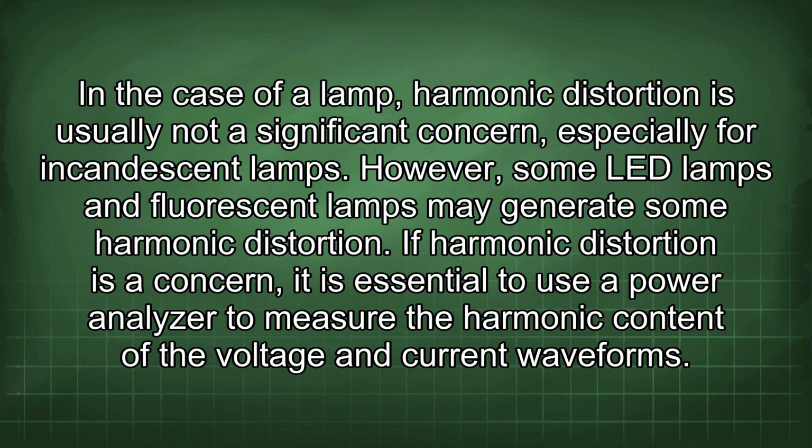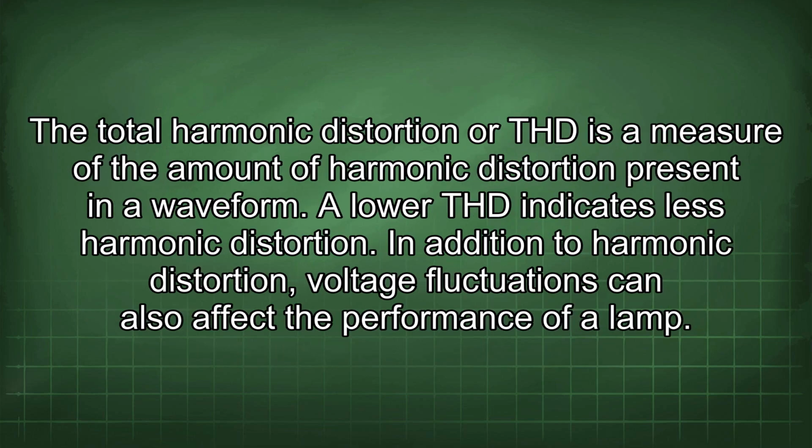In the case of a lamp, harmonic distortion is usually not a significant concern, especially for incandescent lamps. However, some LED lamps and fluorescent lamps may generate some harmonic distortion. If harmonic distortion is a concern, it is essential to use a power analyzer to measure the harmonic content of the voltage and current waveforms. The total harmonic distortion, or THD, is a measure of the amount of harmonic distortion present in a waveform. A lower THD indicates less harmonic distortion.